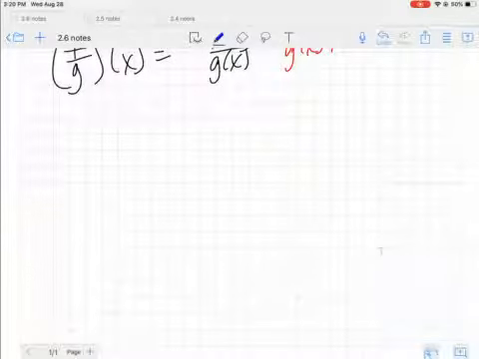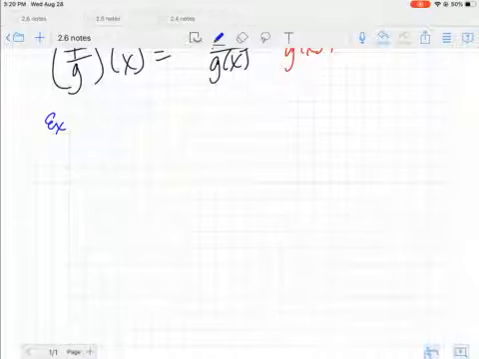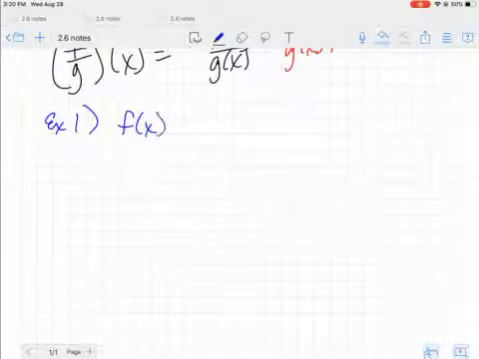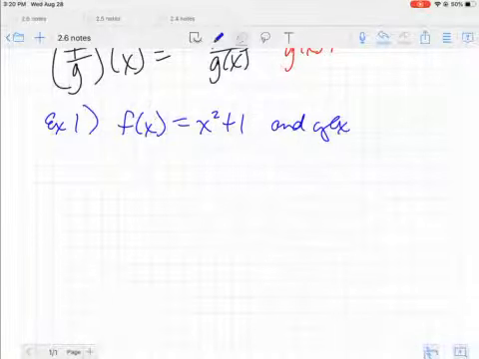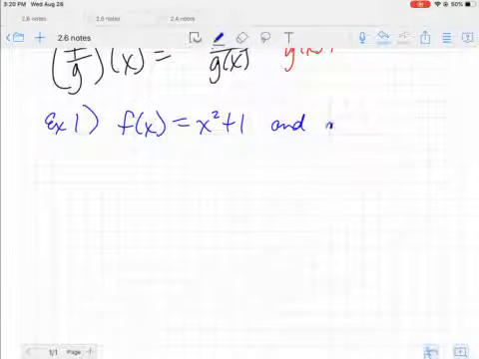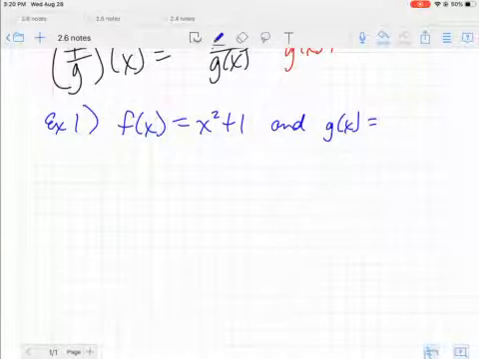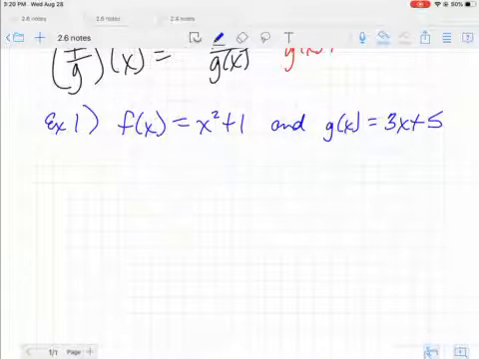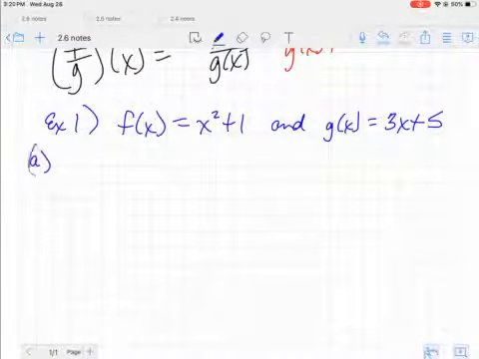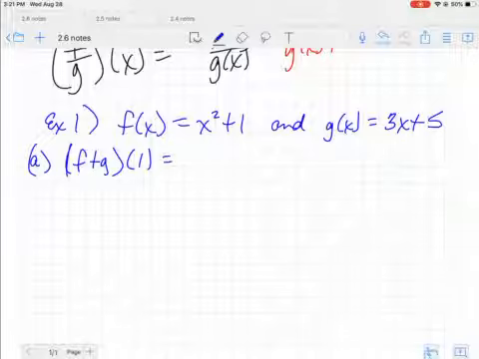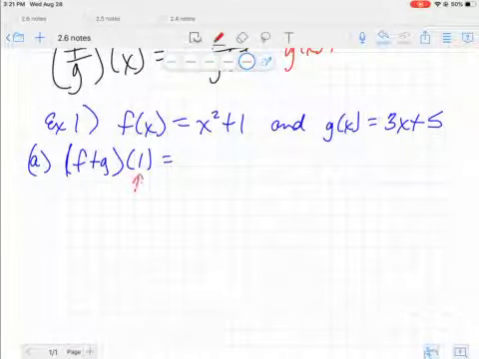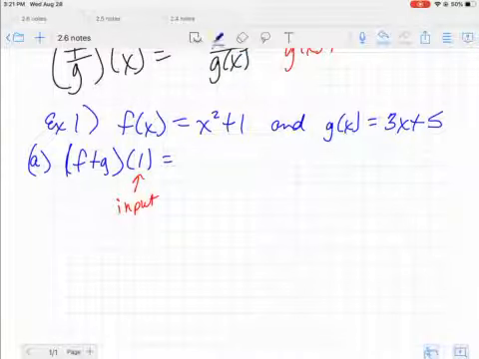Add, subtract, multiply, divide. Here's example 1. We're going to let f of x equal x squared plus 1 and g of x equal 3x plus 5. Then I'm going to perform these operations. My first one is going to be (f plus g)(1). So I'm going to add these two functions together. Where I have an x, we're going to put 1 in there, right? That's my input value whenever I add these functions.